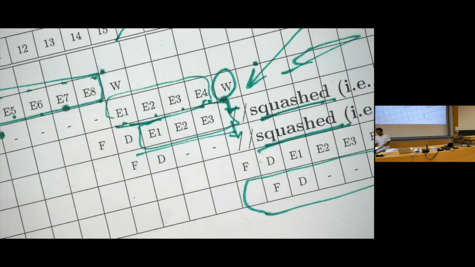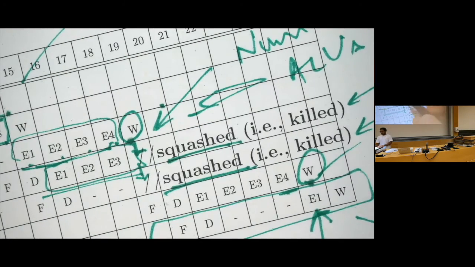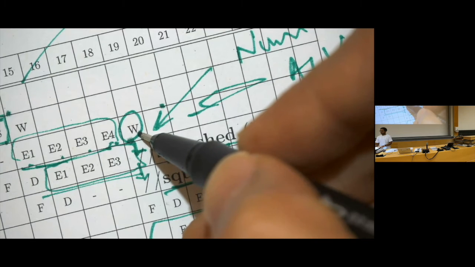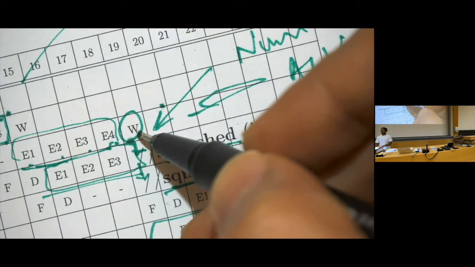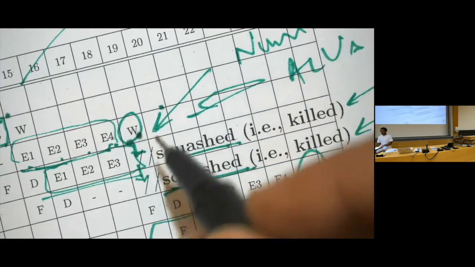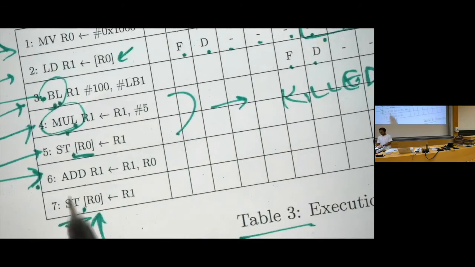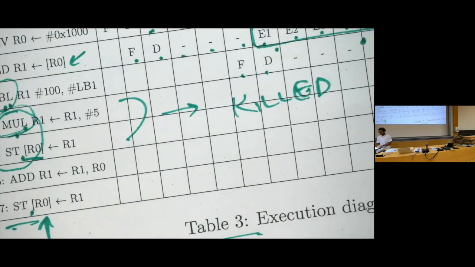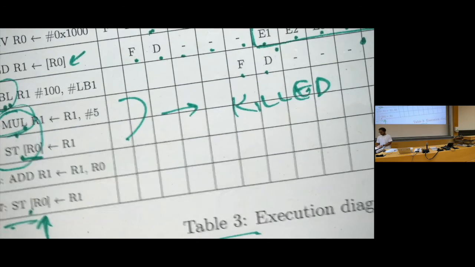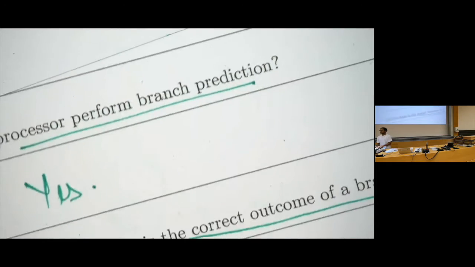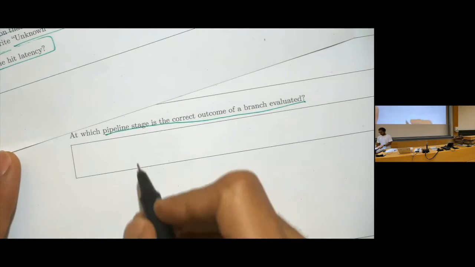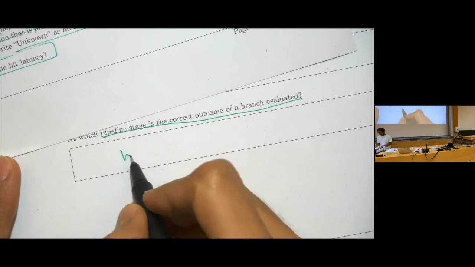The concept associated with this question was that the branch evaluation is committed at the W stage. When I know that my branch is not going to be taken at the W stage, I will kill the subsequent instructions. The subsequent instructions that were preceding this were killed immediately after the W stage. So at which pipeline stage is the correct outcome evaluated? That would be the W stage.